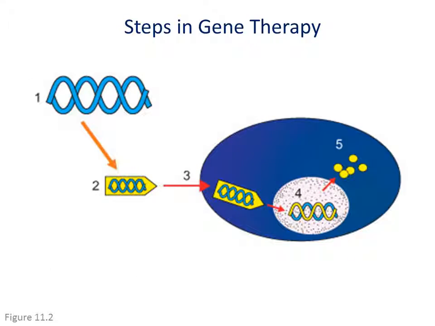So the key steps in gene therapy are you start with the DNA of interest, the functional DNA. You need to get that into some sort of a vehicle, which is highlighted here in yellow. And this can be bacterial plasmids, they can be artificial chromosomes, they can be viruses. That will then somehow infect the cell, and hopefully the DNA will get integrated into the host chromosomes, and ultimately the gene will be expressed and you'll then make functional protein.